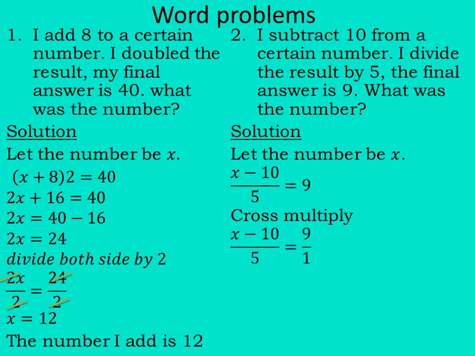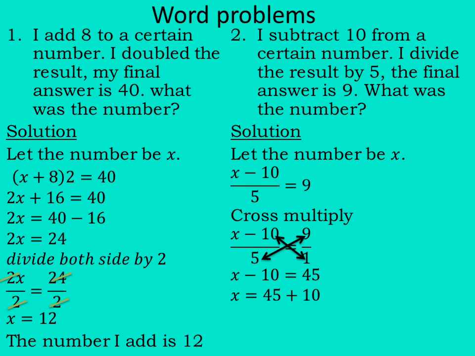We should remember that our 9 is still the same thing as 9 over 1. So when we are cross multiplying, we multiply 5 times 9, and x minus 10 we multiply by 1. So x minus 10 is equal to 5 times 9, that will be 45, I'm sorry. So that gives us 45. And we collect the like terms. We have x minus 10 on the left hand side is equal to 45 on the right hand side.